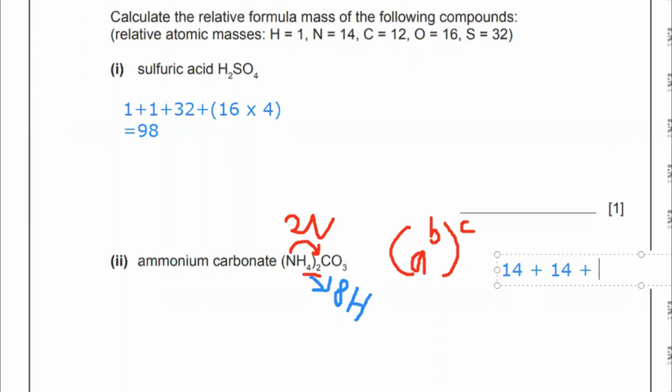Okay, so 4 times 2 is 8. 8 hydrogens, they all have mass of 1, so that's why I'm just writing 8 there. Carbon is 12. Oxygen is 16. Sorry, that's a little cut off. 16 times 3 is 48. So if you add 48 at the end there, then in total that works out as 48 plus 48, 96. Okay, so hopefully you understood that.